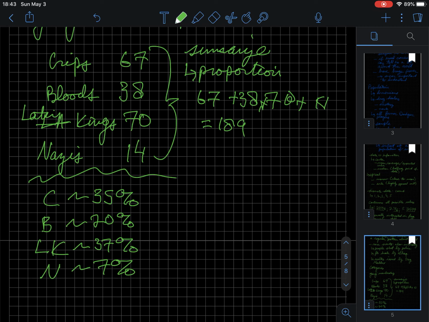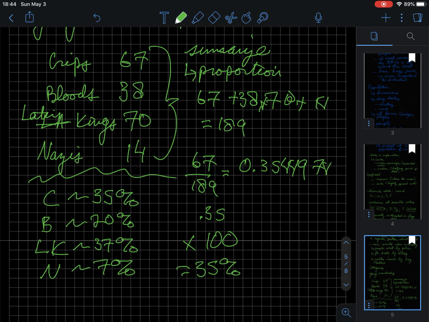So all I did to solve these proportions is take 67, divide by 189, and this would equal 0.3544974. You could do this either way, it doesn't really matter. One would be to round, so this would be 0.35. We'll always try to go to 2 decimal places or as many significant digits as are necessary, and multiply that by 100, and then you end up with 35%.